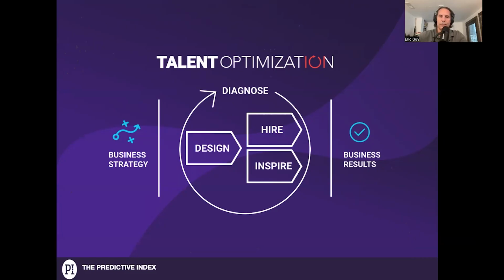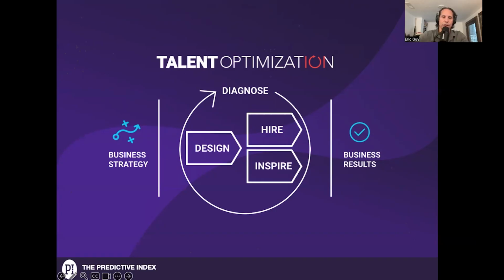But that diagnosis is about looking at all aspects of the business and taking a look at: is the talent strategy aligned with the business strategy? Do we have the right people in the right seats? Are we giving people what they need? Okay, so that's talent optimization.